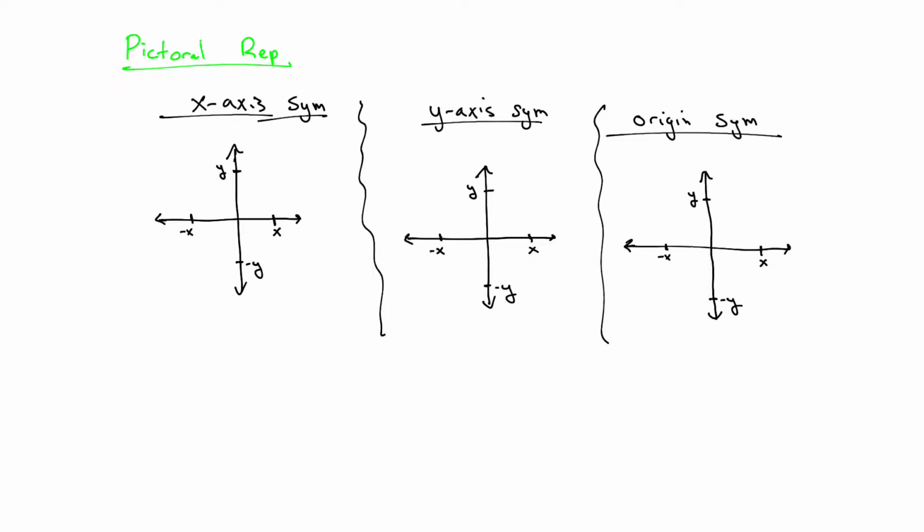Okay, hopefully you have all these drawn. If you don't, feel free to pause and finish it. And now we're going to draw these pictures. So, for x-axis symmetry, I want you to plot the point x comma y and the point x comma negative y. And I want you to kind of make a parabola shape, but going the opposite, like going out to the right instead of going up or down, like this.